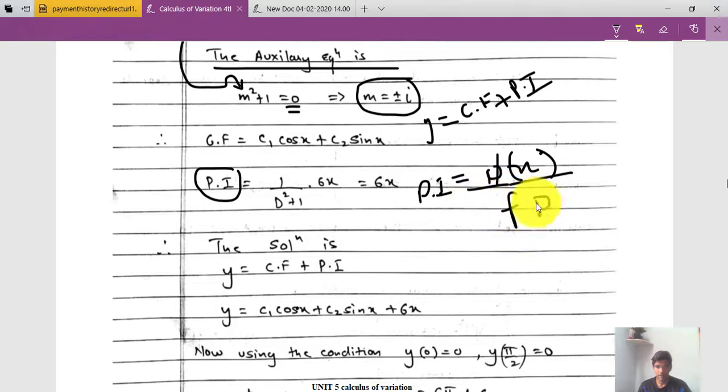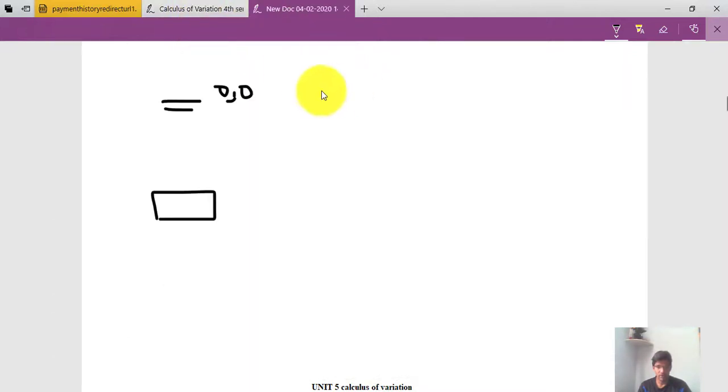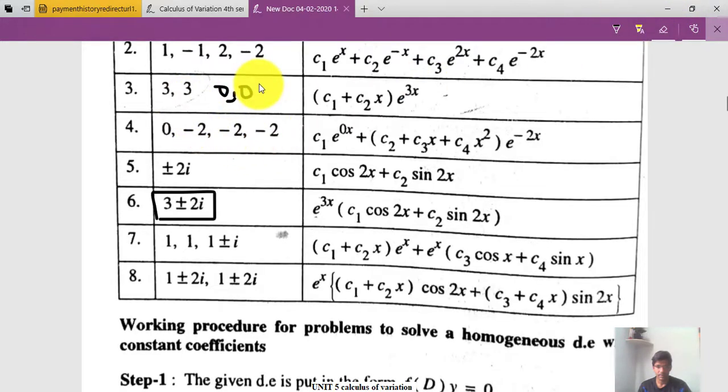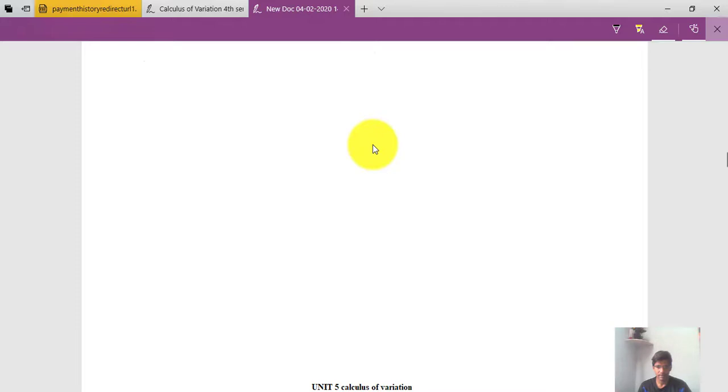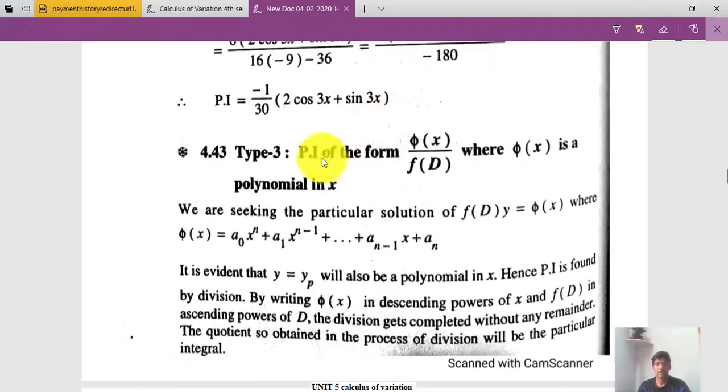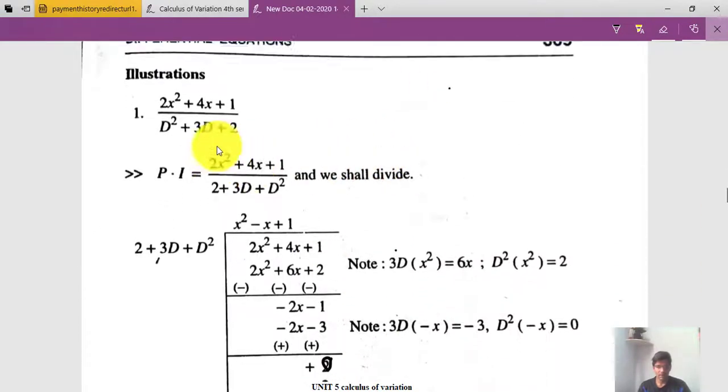Here this is phi of x, which is a polynomial in x, and this is f of D, which is a differential polynomial in D. So how to solve this? Let me go back to your previous sum. One problem I will explain to you. This is f of D, a polynomial in D, and this is any given polynomial in x. Let me have this example for you.